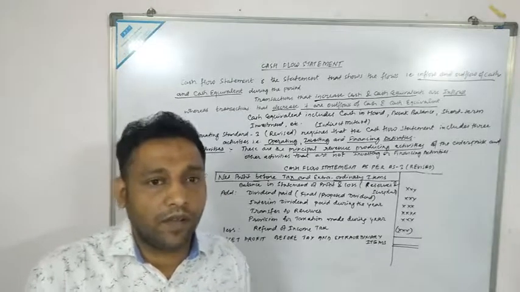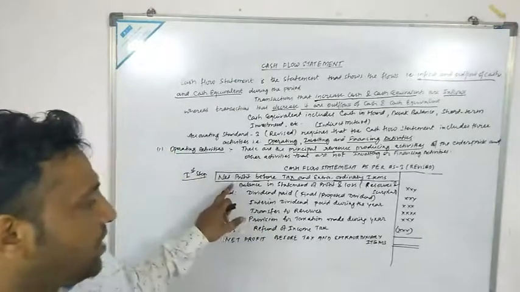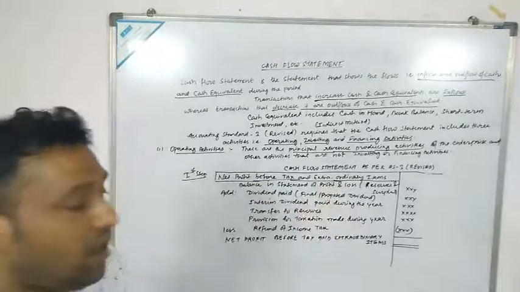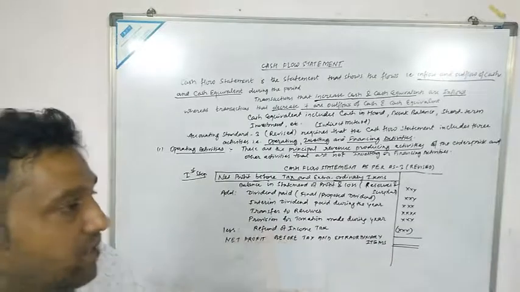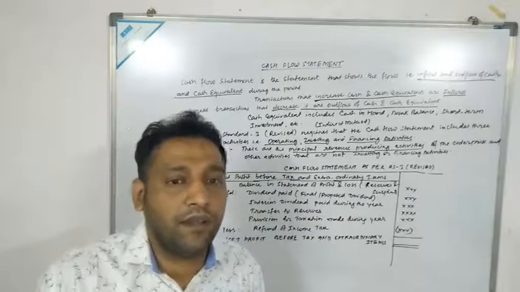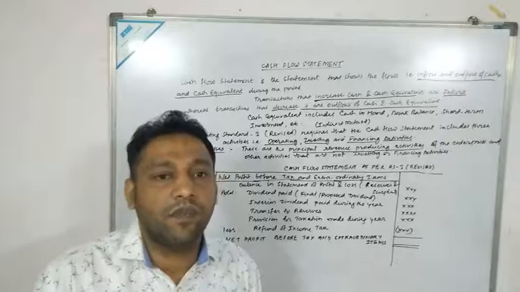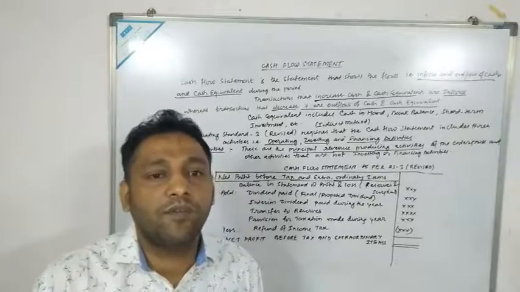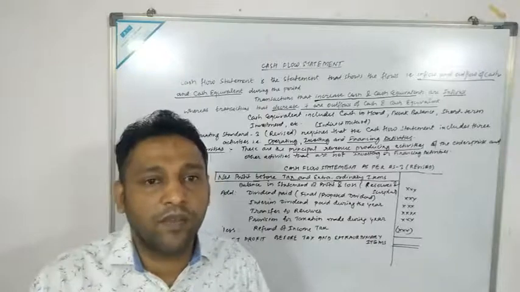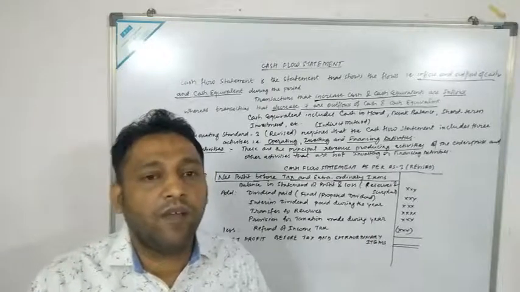Whenever we solve the practical questions, the first thing we have to calculate is net profit before tax and extraordinary items. Now how to calculate? Always remember, the cash flow statement is prepared from the financial statements. Financial statements means from the balance sheet of your previous year and the balance sheet of the current year. Both years would be seen, and we will find out the difference.